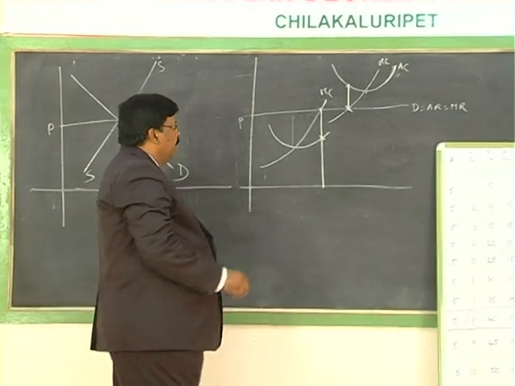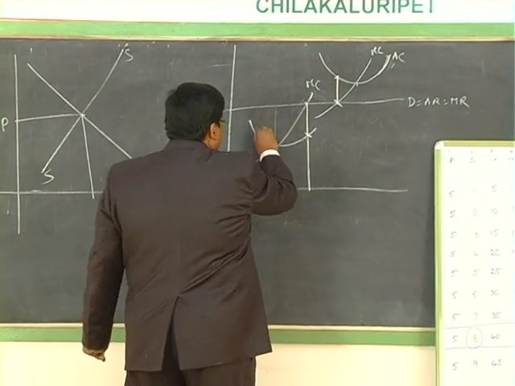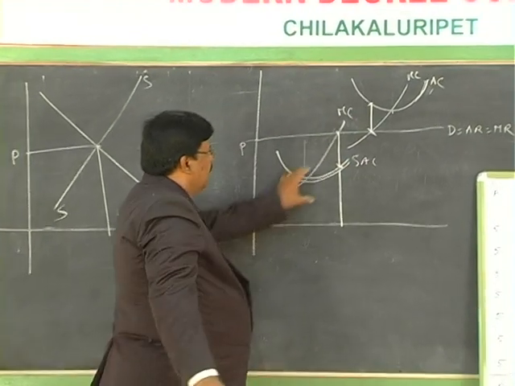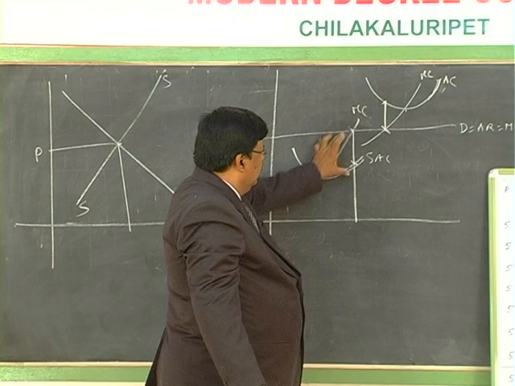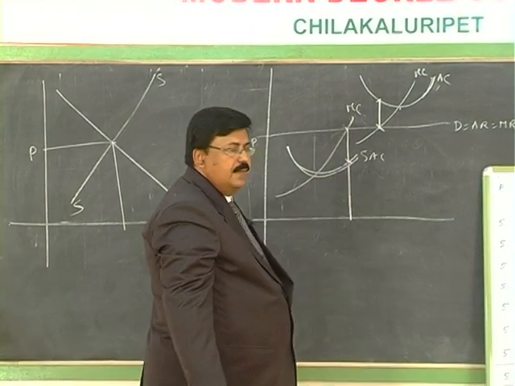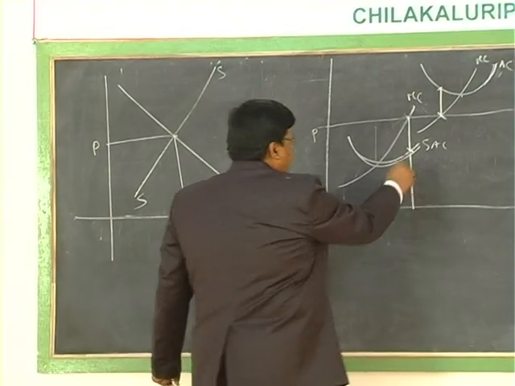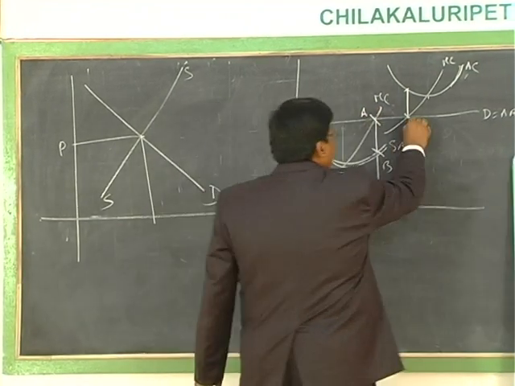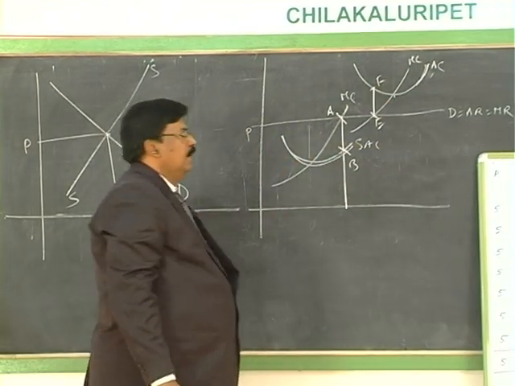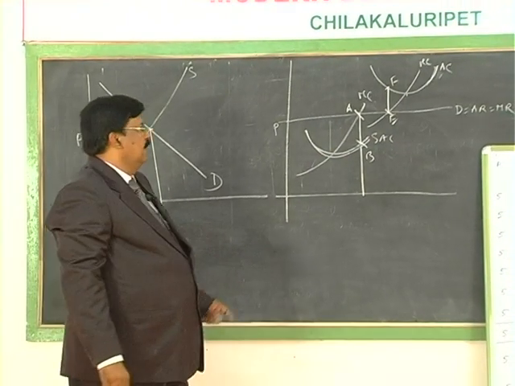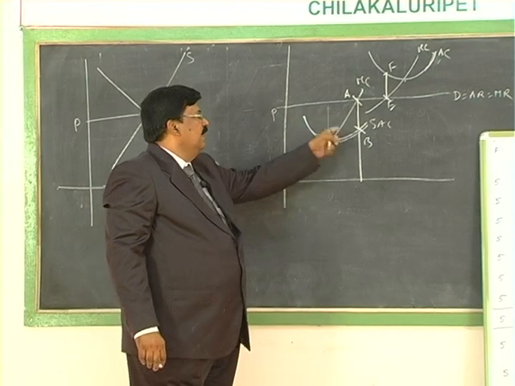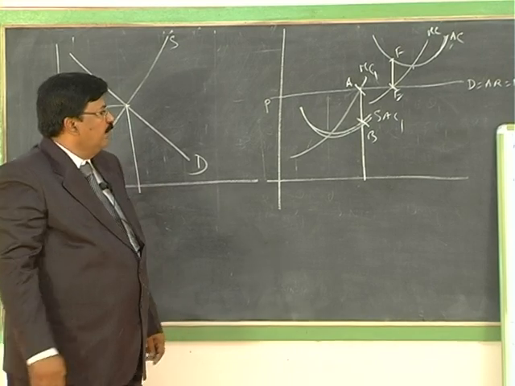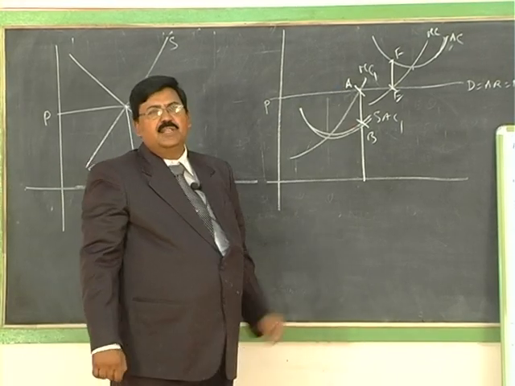Suppose imagine the firm is with this plant SCSC and this is MC, and the firm is initially earning profit per unit. Revenue is more than cost. Profit per unit is, say, AB. This is EF. Let us begin with the assumption that the firm is operating with the AC, SAC1 and SMC1. So the firm is earning a profit here and profit is equal to AB per unit.